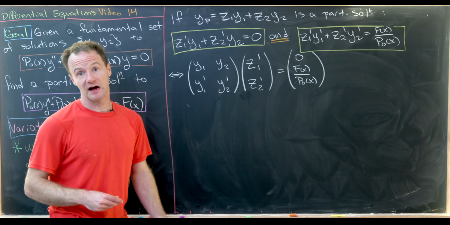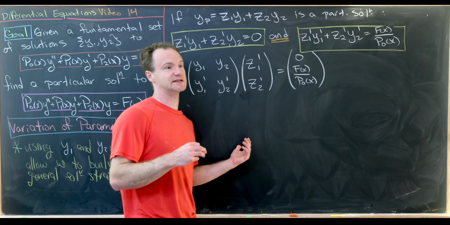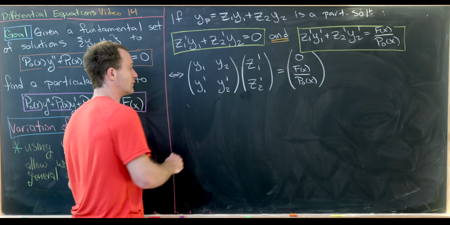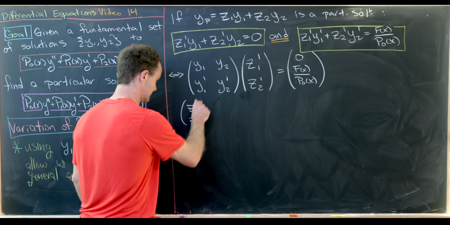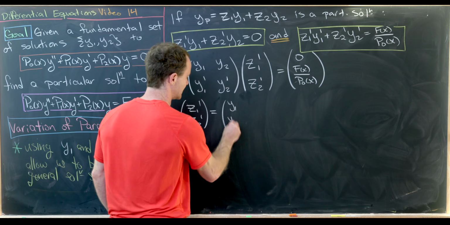So we can multiply by the inverse. There's a little bit more going on. This actually means that the Wronskian is never zero. We proved something like that in a previous video. So anyway, what we can do is have z1 prime, z2 prime. That vector is in fact equal to the inverse of this matrix.